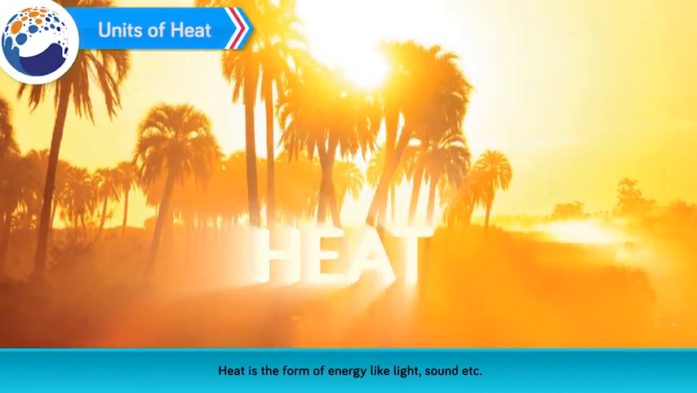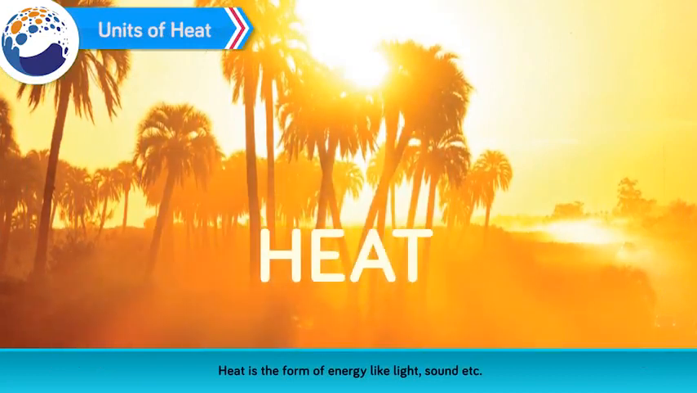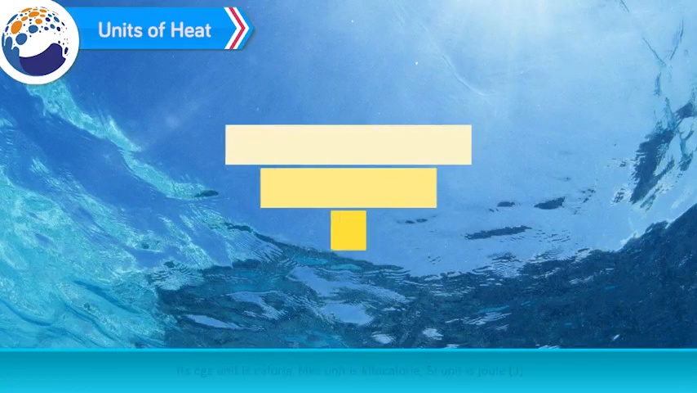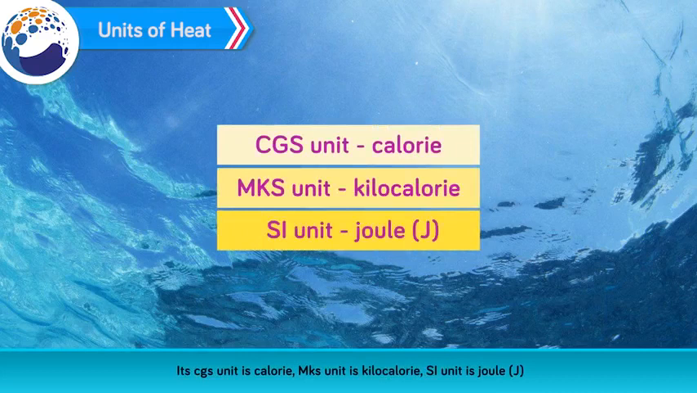Units of heat. Heat is a form of energy like light or sound. Its CGS unit is calorie. Its MKS unit is kilocalorie. Its SI unit is joule, denoted by J.